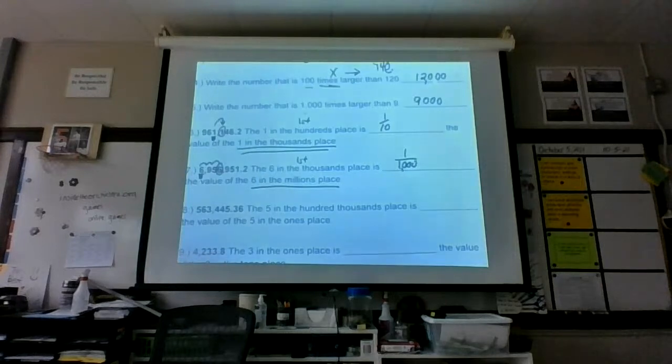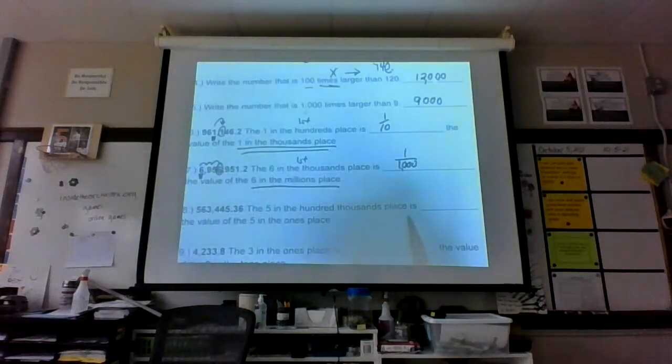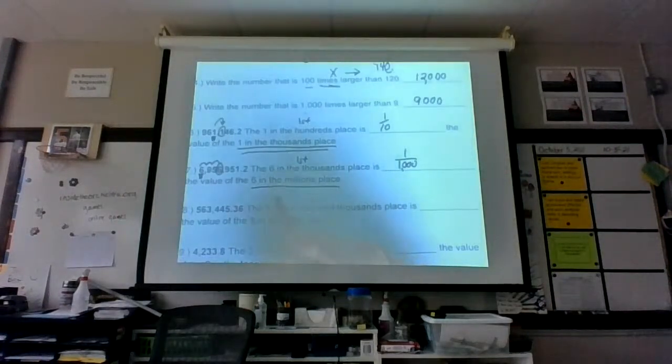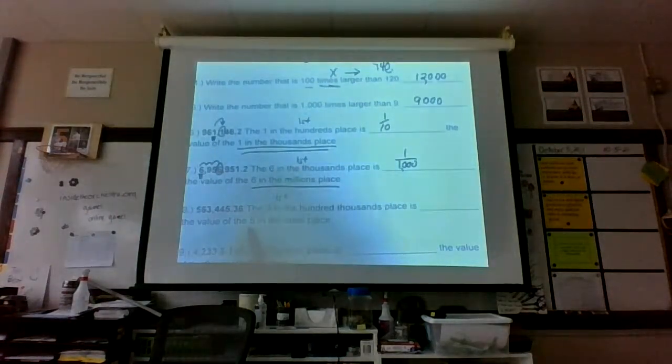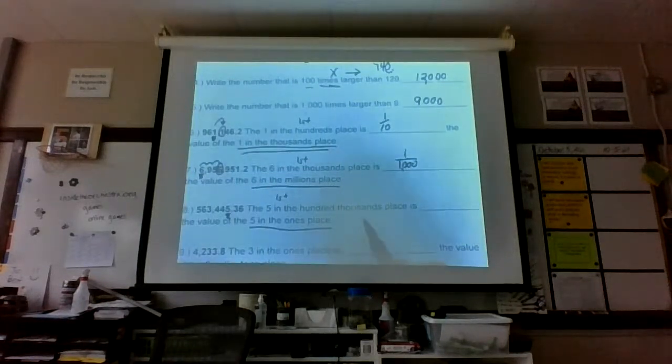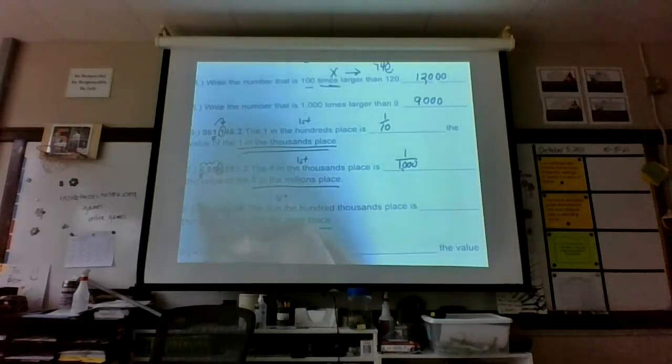Okay. The 5 in the 100,000s place is blank the value of the 5 in the ones place. We talk about this 5 first, but the last one is the 5 in the ones. That's right here. So we're going to start there and see which direction we have to go to get to the 5 in the 100,000s, which is right here.